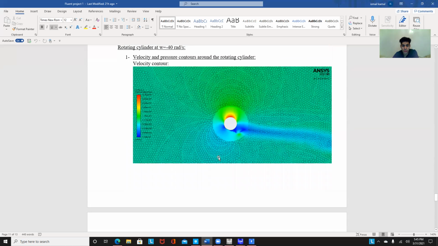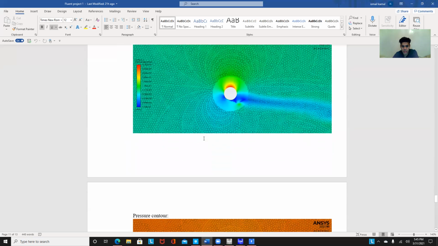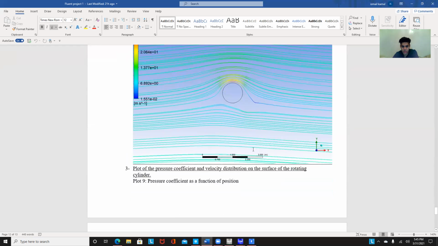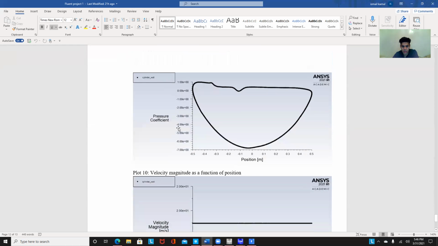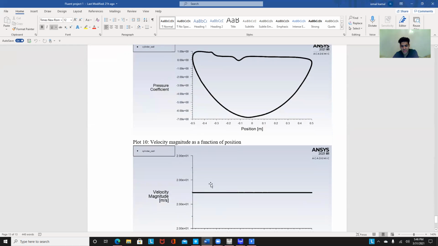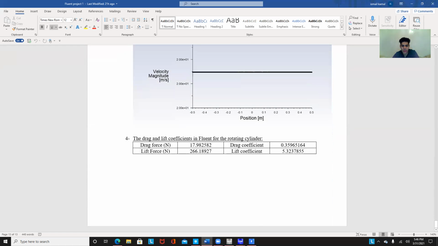For the negative 40 radians per second, this is what I got for my velocity contour, pressure contour, streamline, and the two plots. We can see that there's a pattern in our velocity magnitude. It stays 0. And this is my table for the drag and lift.